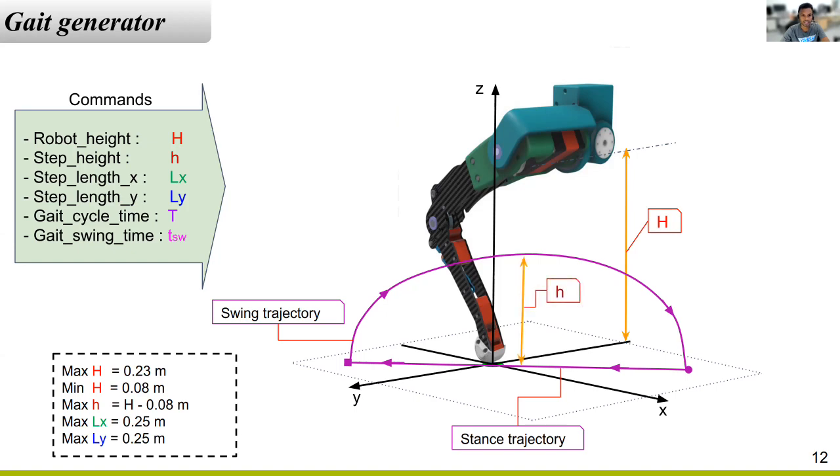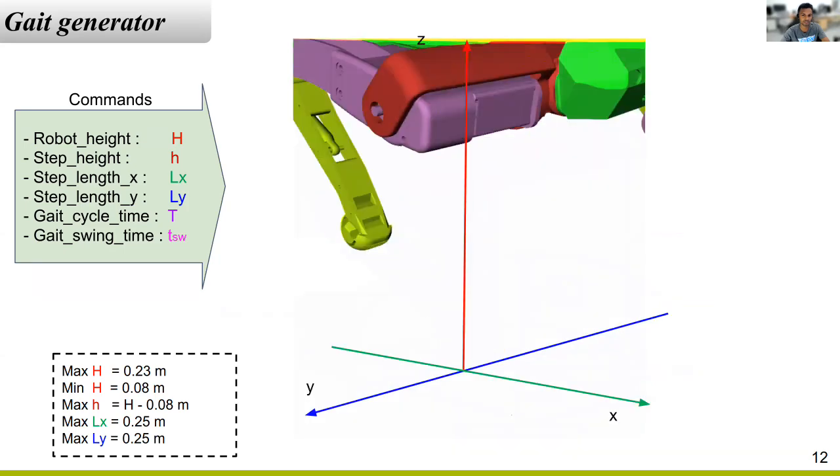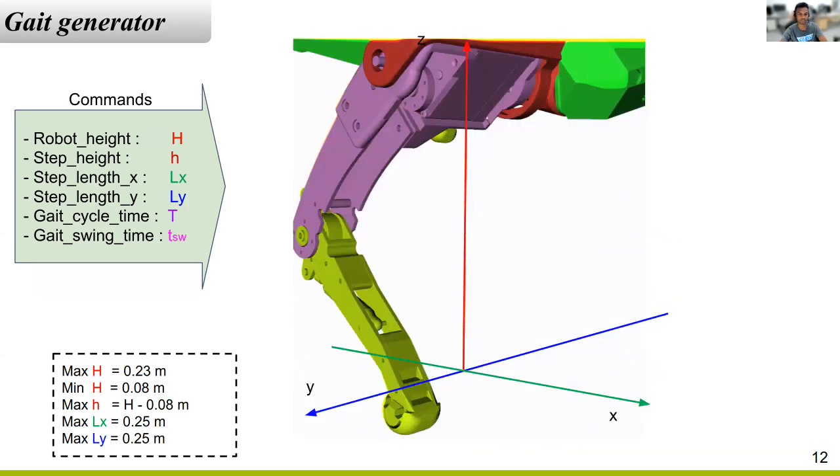The designed gait generator depends on 6 main commands, which are robot height, step length in X direction, step length in Y direction, gait cycle time, and swing time. By changing the step length in X direction and Y direction, the robot can move omnidirectionally, as demonstrated in this animation.